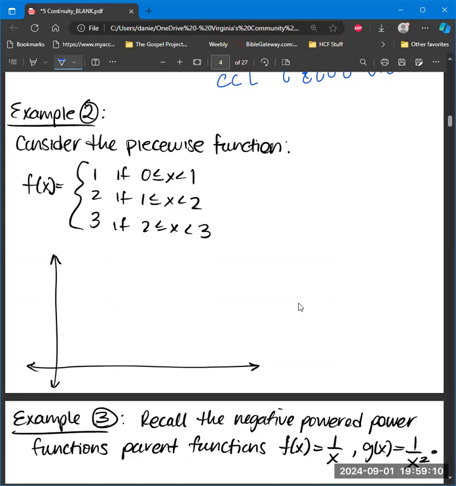F of x is going to be equal to 1 when x is between 0 included and 1 not included. It's equal to 2 for x between 1 included and 2 not included, and is equal to 3 for x between 2 included and 3 not included. So I have this nice graph that reminds me of the greatest integer function, though it's been shifted a little bit. So I have 1, 2, and 3. Hopefully you talked about the greatest integer function in pre-calculus.